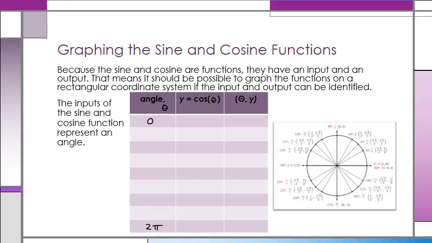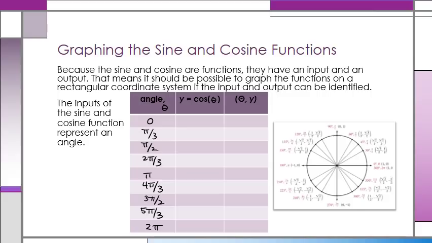I did pi over 6's before. Let me use pi over 3's this time, and I'll do pi over 2. You can do whichever ones that you want. You'll just get different ordered pairs from me, but when we connect them with a nice smooth curved line, they should match up.